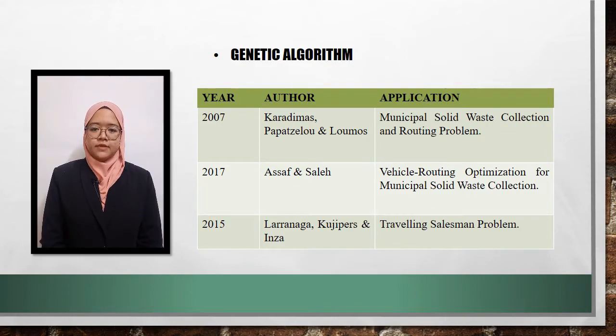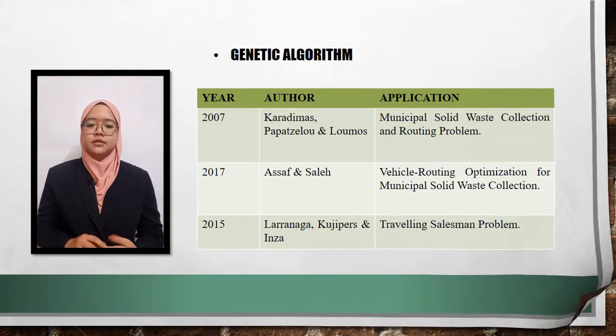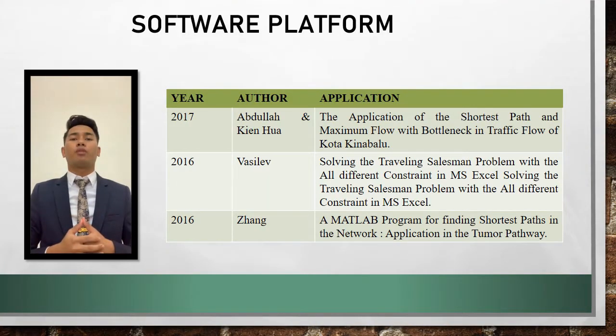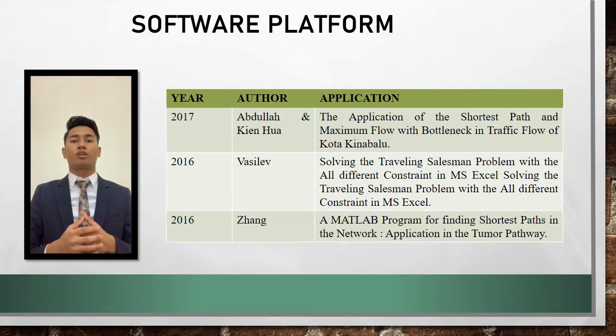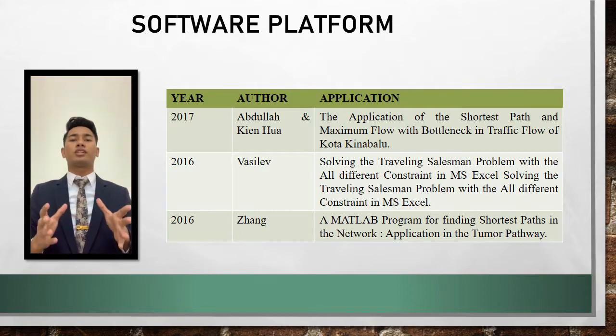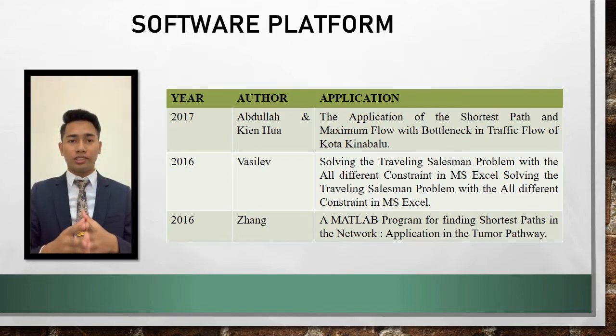The genetic algorithm was developed in the early 1970s by John Holland and his colleagues and is influenced by Darwin's theory of evolution. The genetic algorithm is based on the genetic structure and behavior of the chromosomes of the population. There are several types of software platforms that help build and simulate models. In 2017, Abdullah and Ken Hua used simplex linear programming in Microsoft Excel in the application of shortest path and maximum flow with a bottleneck in travel flow of Kota Kinabalu, while Vasilev solved the traveling salesman problem with the all different constraints in MS Excel in 2016.